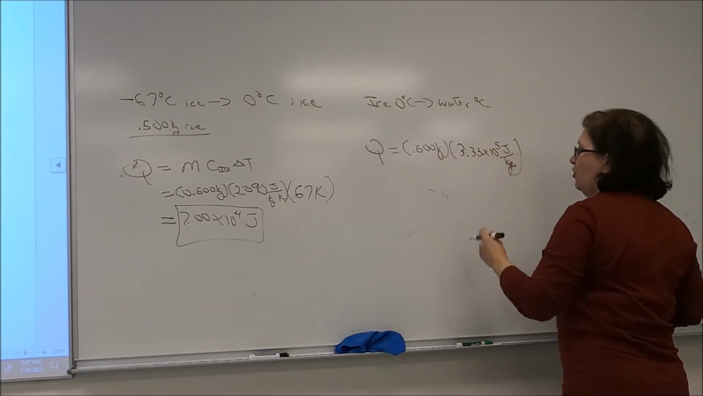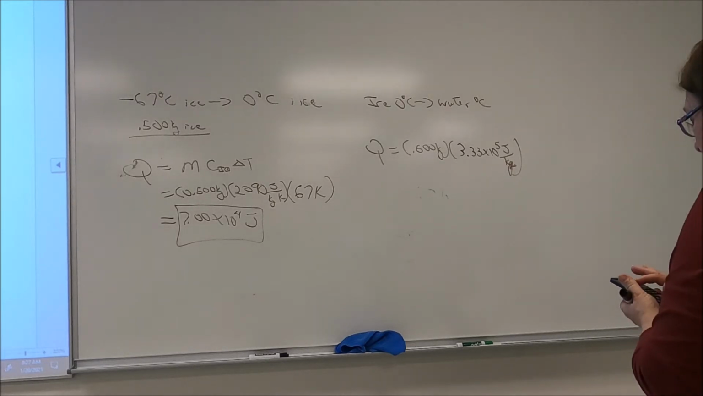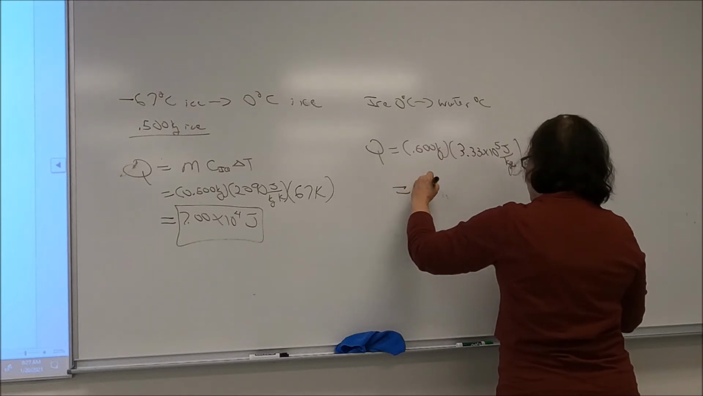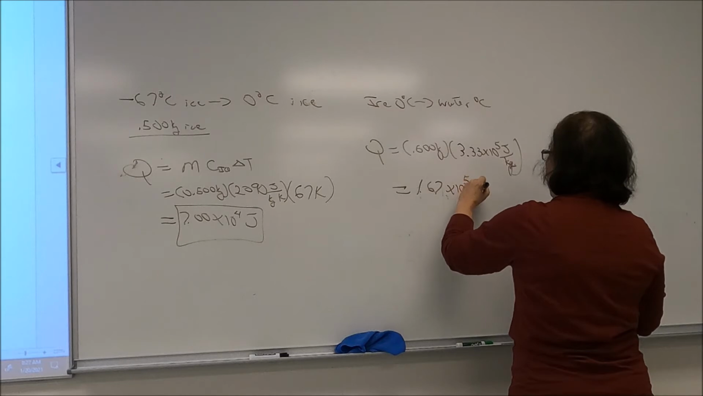Now remember, a joule is a fairly small energy unit, so that's not that out of line. So 0.5 times 3.33 times 10 to the 5 gives me a Q of 1.67 times 10 to the 5 joules.